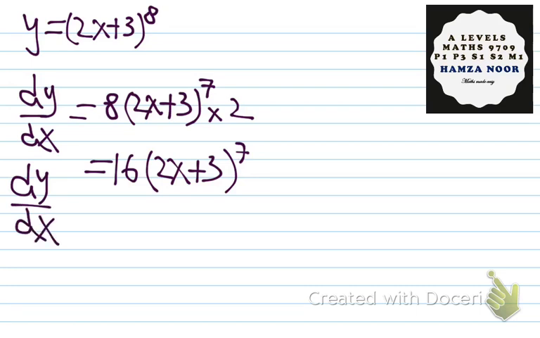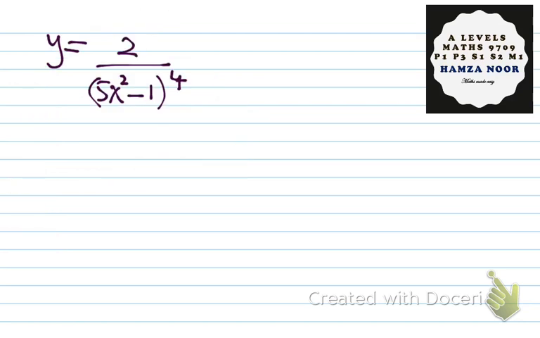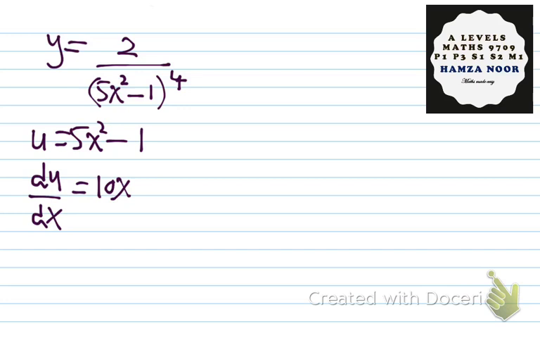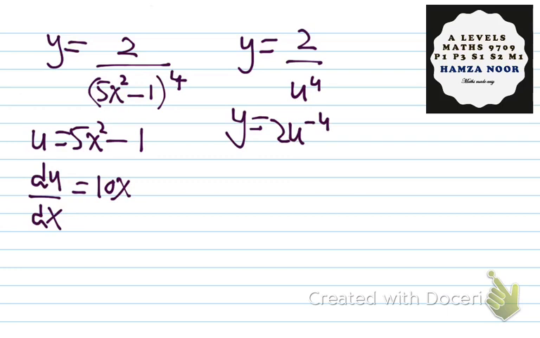Alright, so let's take a look at a few examples. Here we have another example: y is equal to 2 divided by 5x squared minus 1 whole thing raised to the power 4. So what we can do is take a substitution. u is equal to 5x squared minus 1. So du over dx would be equal to 10x. Since 5x squared minus 1 can be substituted with a variable u, this would be written y is equal to 2 over u raised to the power 4. So this can become y is equal to 2u raised to the power minus 4.